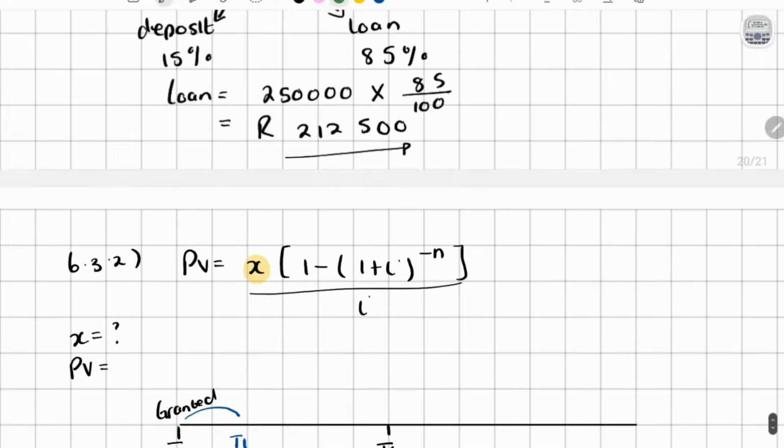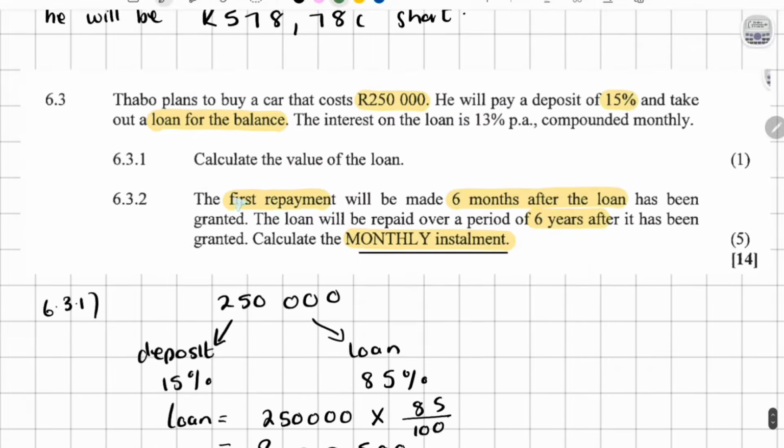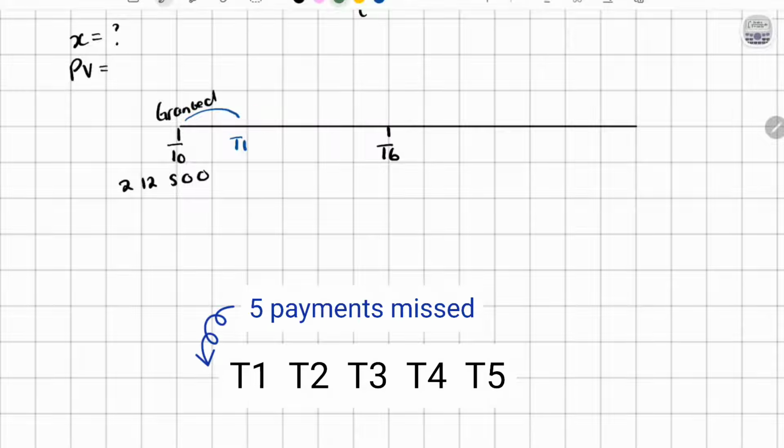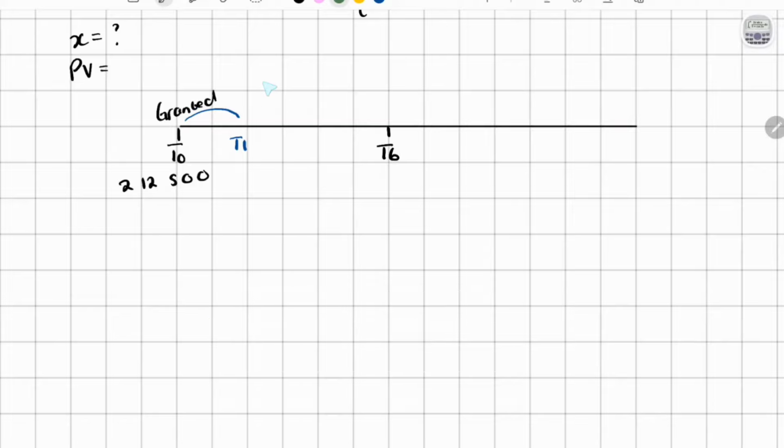See, because he starts paying at the 6th month. So the first payment was made 6 months after the loan was granted. Okay, so he was supposed to pay here. That means that he missed 5 months. Okay, 5 months' worth of payments was not paid. So we have to remember that the missed payments were 5 months.